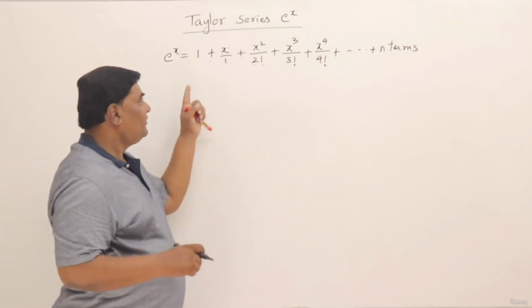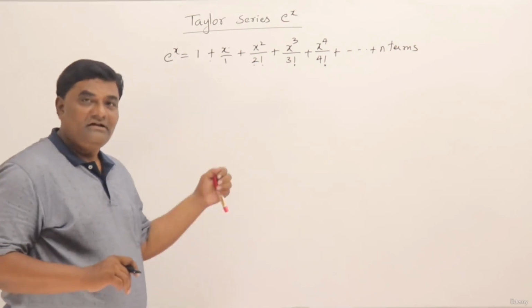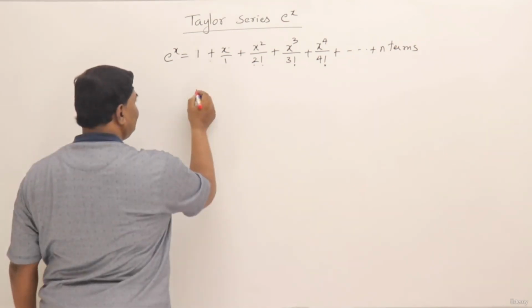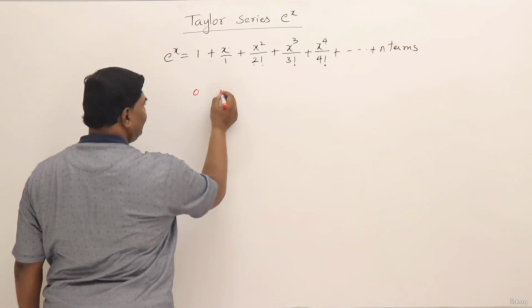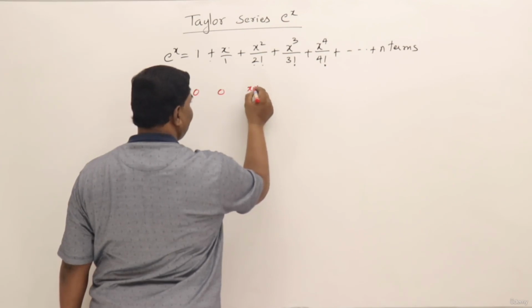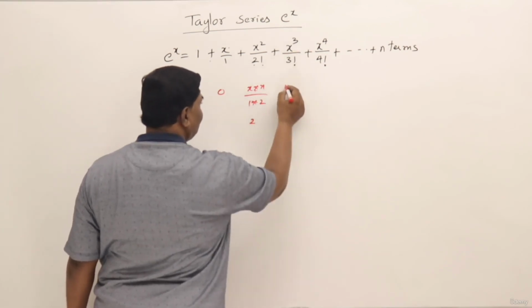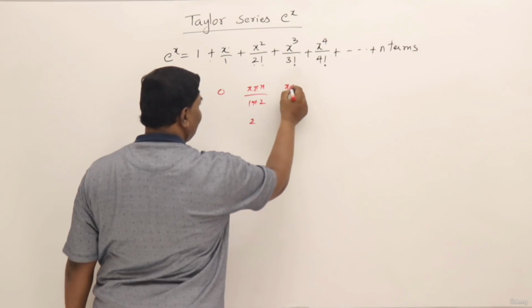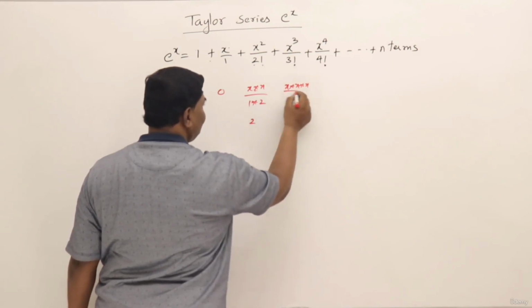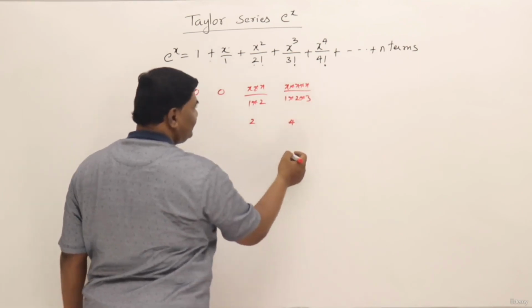If you analyze for degree 4, that is power 4, how many multiplications are required in total? Let us do the analysis. For this term there is no multiplication, and here also there is no multiplication. This term x square, so x into x, needs 1 multiplication, and this is 1 into 2, which needs 1 multiplication. So total 2 multiplications. And here x cube means x into x into x, so these are 2 multiplications, and this is 1 into 2 into 3, so these are 2 multiplications. Total 4 multiplications are there.